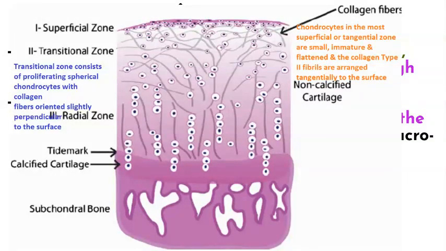This figure shows the zones in articular cartilage. Superficial zone: the chondrocytes in the most superficial, or tangential, zone are small, immature and flattened, and the collagen type 2 fibrils are arranged tangentially to the surface. For zone 2, the transitional zone, it consists of proliferating spherical chondrocytes with collagen fibers oriented slightly perpendicular to the surface.